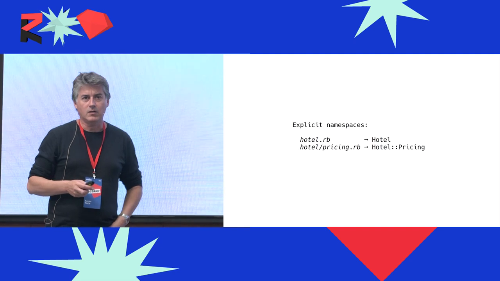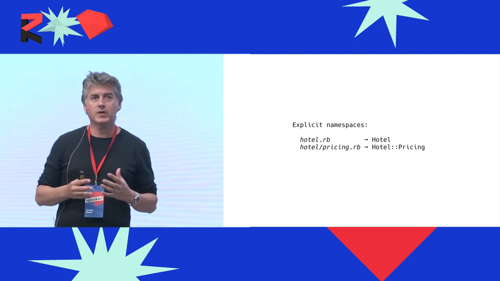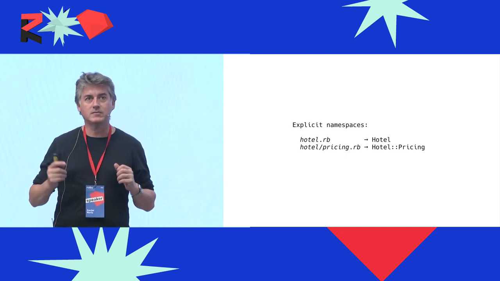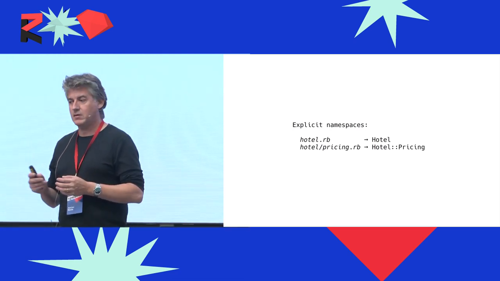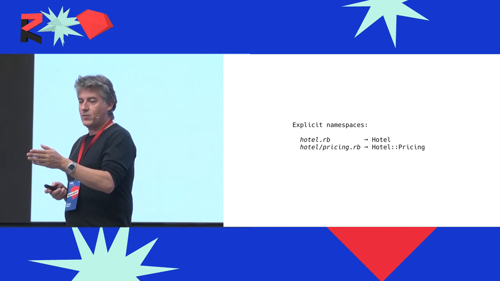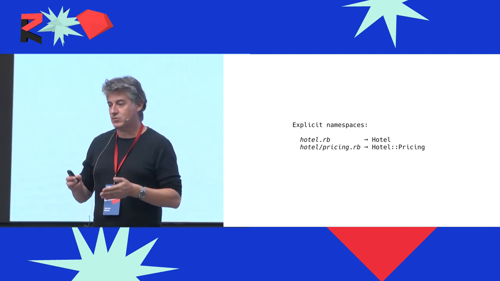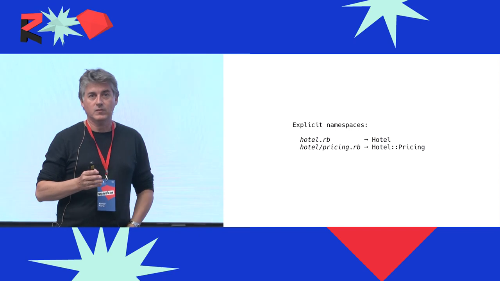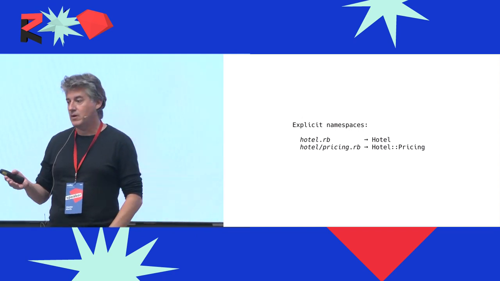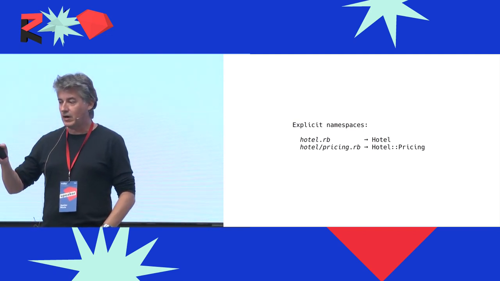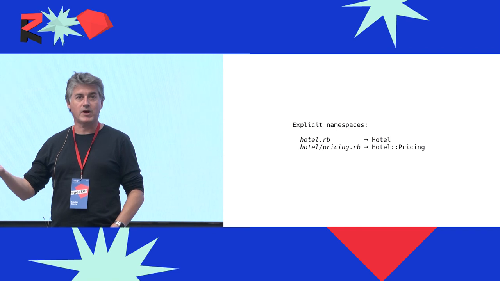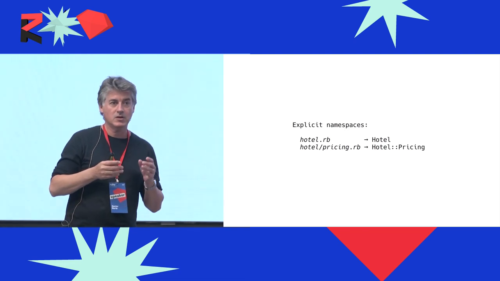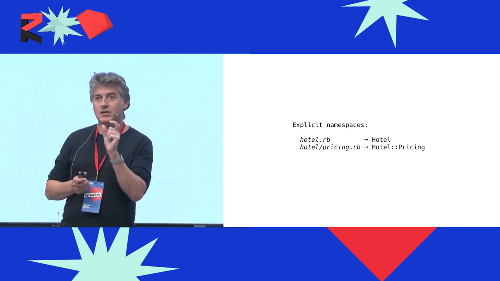Namespaces. Well, a namespace is not a formal concept in Ruby, but since we have this convention of file names and constant paths, we know what we mean in practice, in this context. So these are what I call explicit namespaces. You have hotel.rb that defines Hotel, but then you have a hotel directory. That's the convention that we use in Rails since forever. The hotel directory has a constant within, which is Hotel::Pricing. That's the way you have namespaces. I call it explicit because the parent namespace Hotel is defined in its own file.